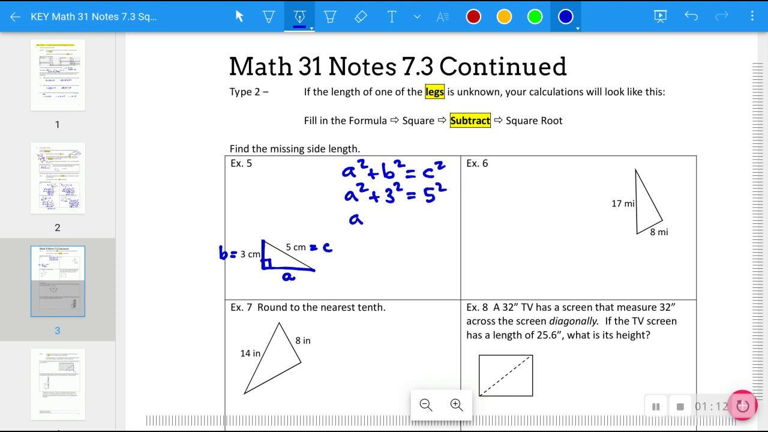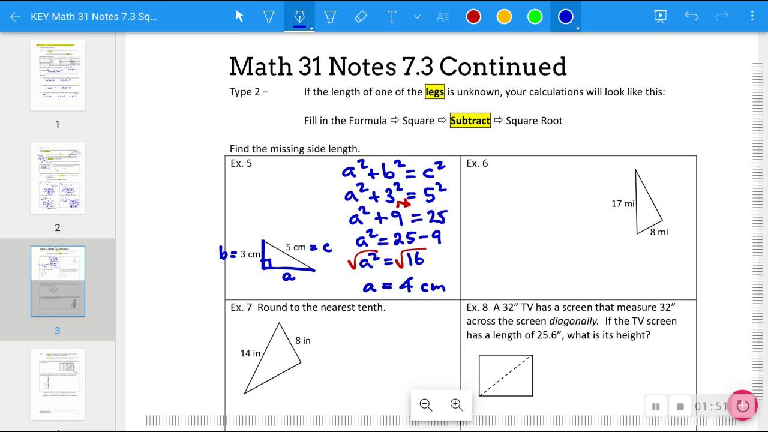Square both those numbers. 3 times 3 is 9. 5 times 5 is 25. And now you're going to subtract 9 from both sides. So you'll write down, take it over to the other side and change the sign is one of the easier ways to do this. And you're really subtracting 9 off both sides when you do that. A squared will be equal to 16. And now we counteract the squaring. Square root both sides. So you get a value of 4. 4 times 4 is 16. So that length there has to be 4 centimeters.